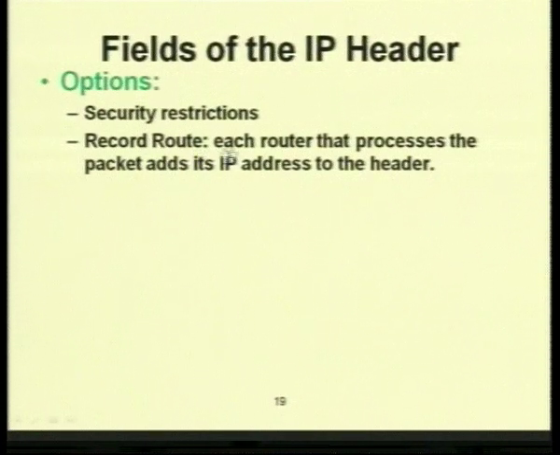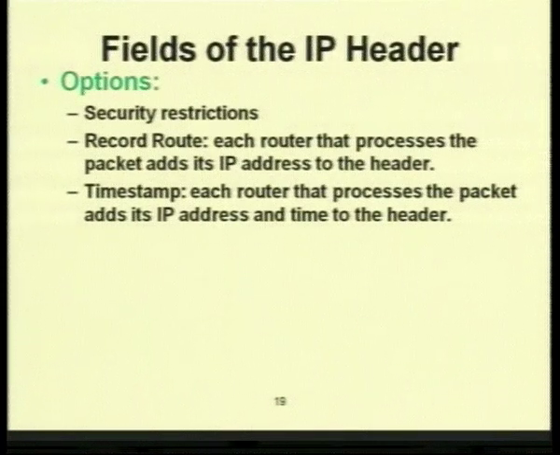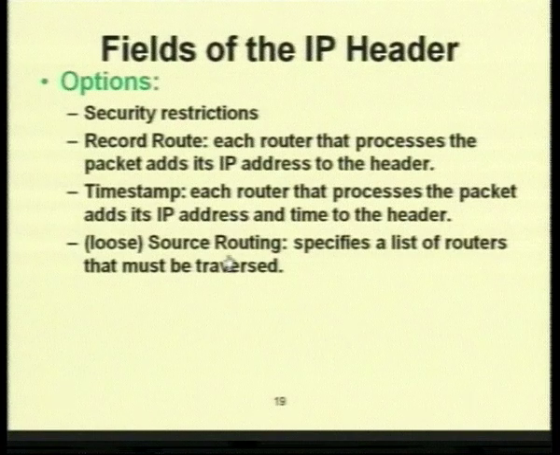This allows each router that processes the packet to add its IP address to the header. So, when you reach the destination, you would have a complete record of the route that has been taken by this particular packet. Similarly, we have a timestamp option, which allows each router to add not only its IP address, but also the time at which it received that packet. So, you can also get an idea of the time that it takes for the packet to go from the source to the destination.